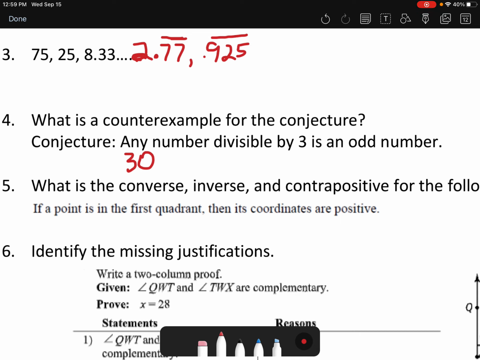So when I look at this statement, if a point is in the first quadrant, then its coordinates are positive. That is a combination of two separate statements. The two parts of that sentence are: the point is in the first quadrant, and the second part is the coordinates are positive. What it's saying is if a point is in the first quadrant, that first part implies the second part.